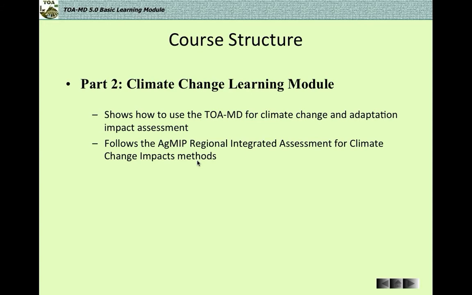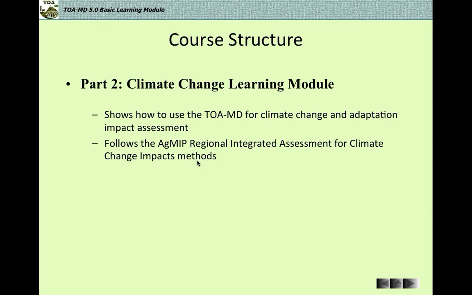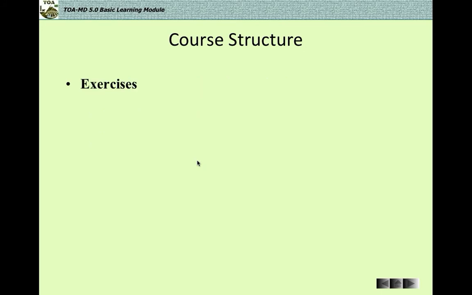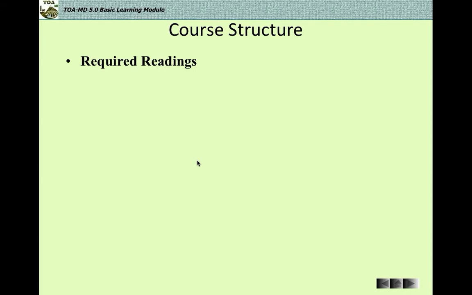The second part of the course is going to be based on the climate change learning module that will show you how to use the model for climate change and adaptation impact assessment. It follows the AgMIP Regional Integrated Assessment for Climate Change Impact methods that we have developed with AgMIP, and is described in the AgMIP handbook that you can find on the website. Like in the basic learning module, we also have examples that show you how to conduct this type of analysis, and we use the same data, the same example that we use in the basic learning module.